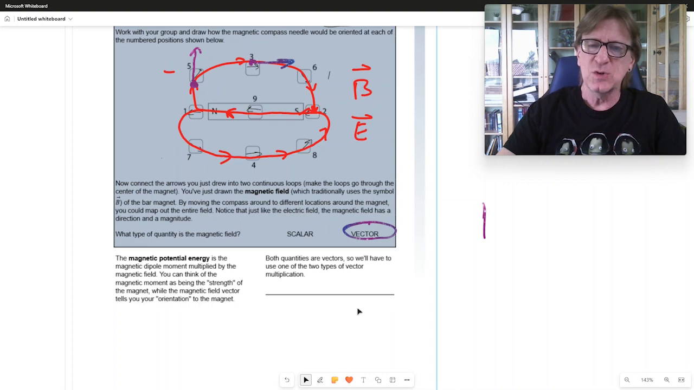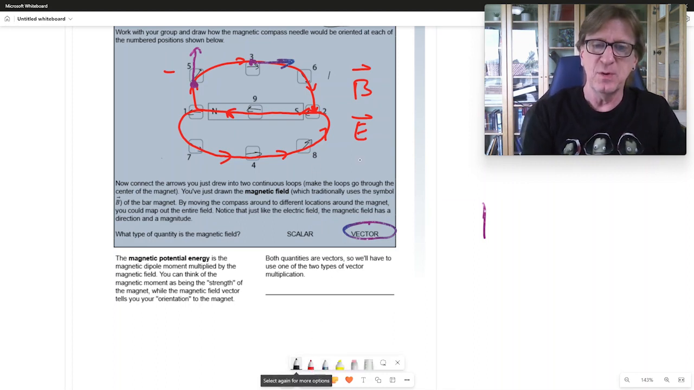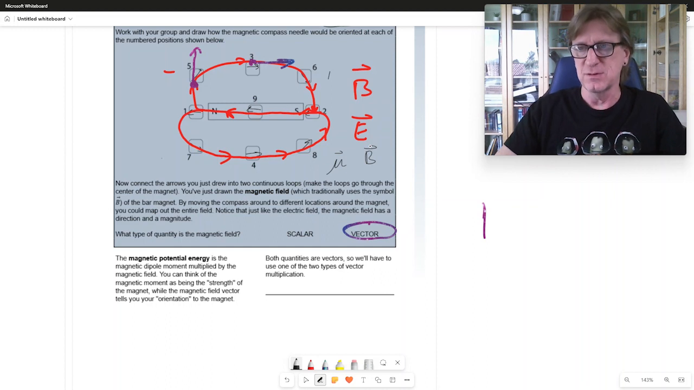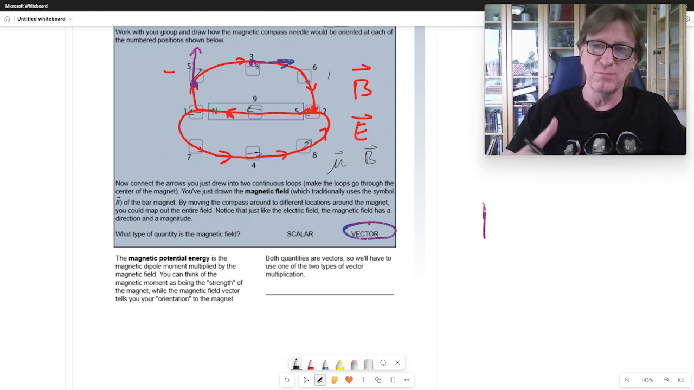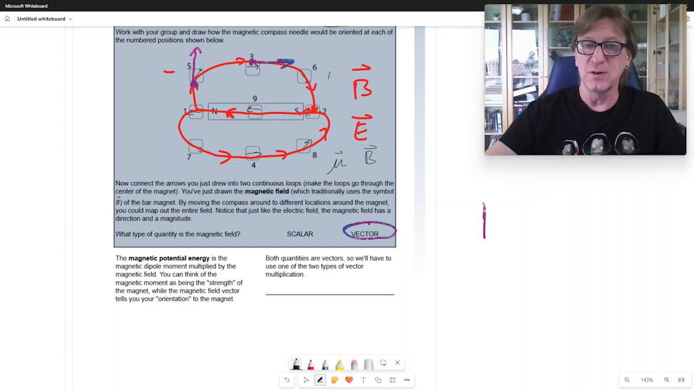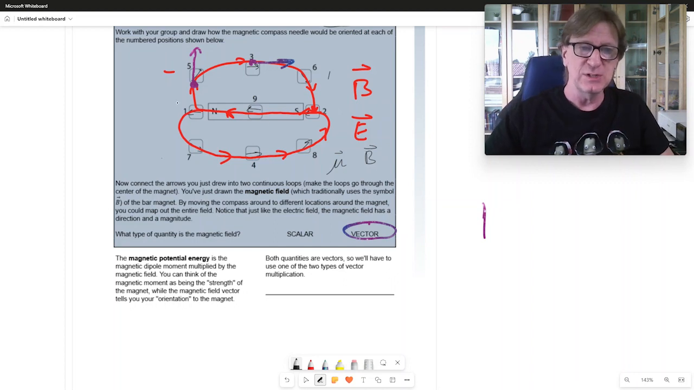Both of these vectors, let's go back to black. Both of these quantities are vectors. The magnetic moment and the magnetic field are vectors. So we're going to have to use one of the two methods we have for vector multiplication. So let's flip over to the next page here.